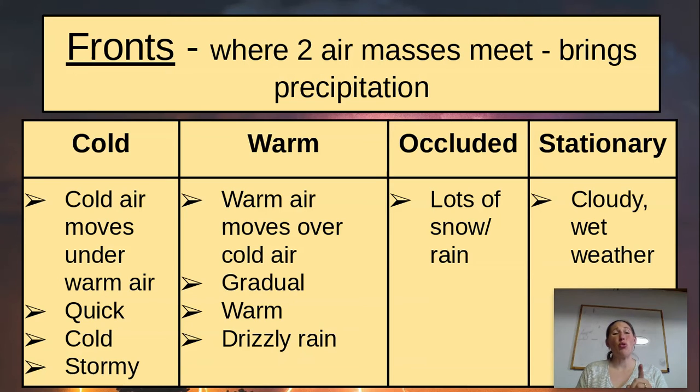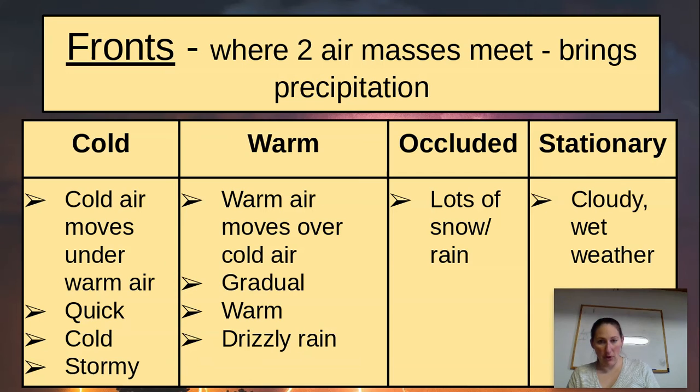It's also going to be stormy weather. They happen very quickly, and it's when the cold air is moving, and it's going to be going under warm air. Typically, warm air rises, so the cold goes under, but the cold front is when the cold air is moving. So they're going to be pretty quick. It's going to be cold and bring in storms.